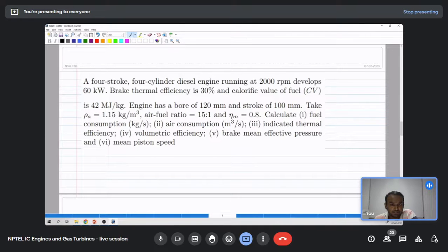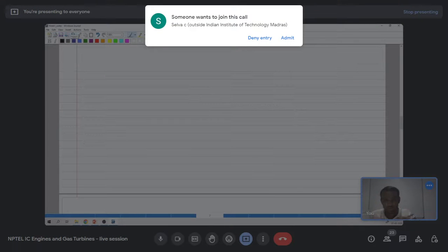We have to calculate the fuel consumption, air consumption, indicated thermal efficiency, volumetric efficiency, brake mean effective pressure, and mean piston speed. Firstly, I hope that you are familiar with the terms like indicated thermal efficiency, volumetric efficiency, and so on. I think before going to this problem, let's see about the terminologies.